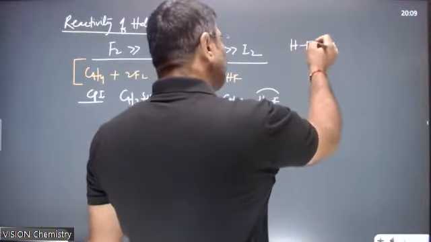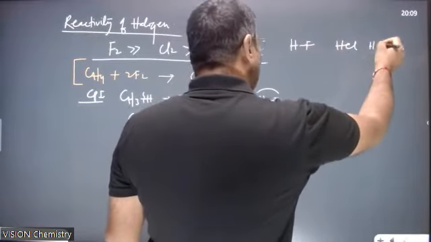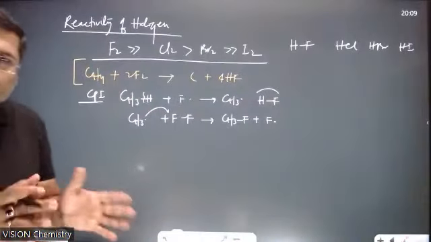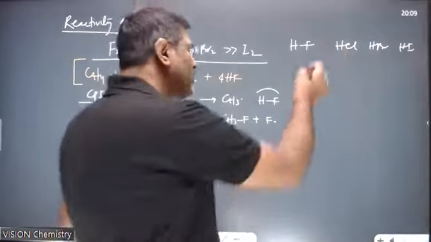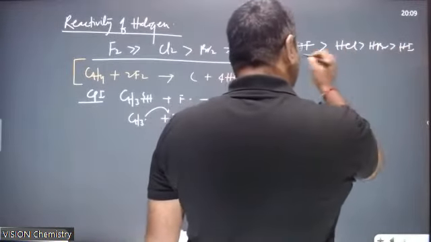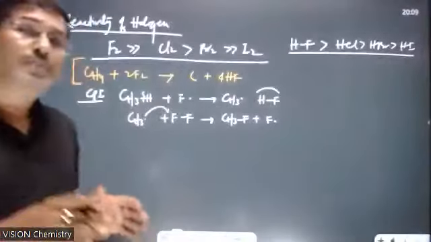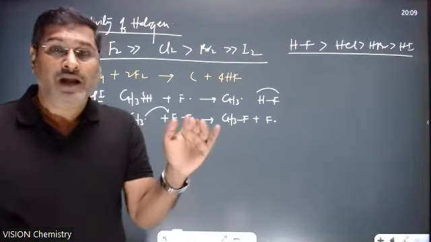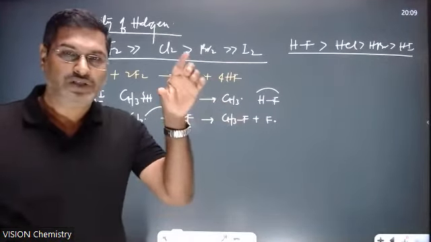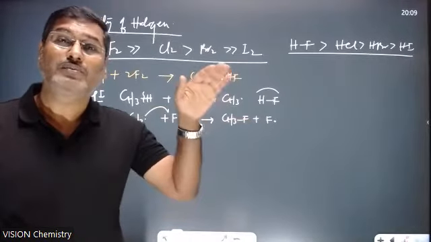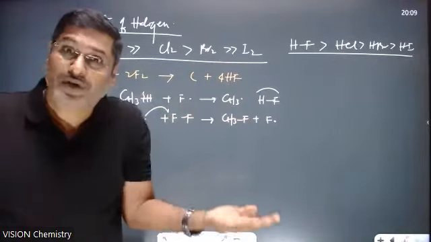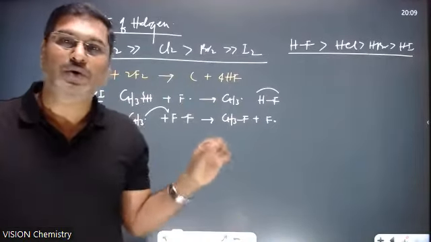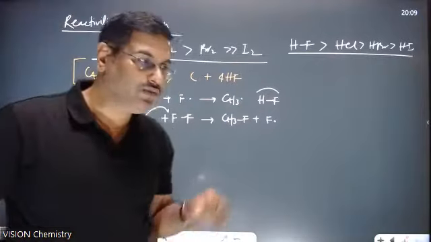There, HF, HCl, HBr and HI: which is the strongest one? Bond strength: HF is the strongest bond, then HCl, then HBr and HI. HF is very, very strong, and you know it very well. If that bond is strong, it means it has much lower energy and has released a large amount of energy. In the formation of the stable bond, a large amount of energy is released.